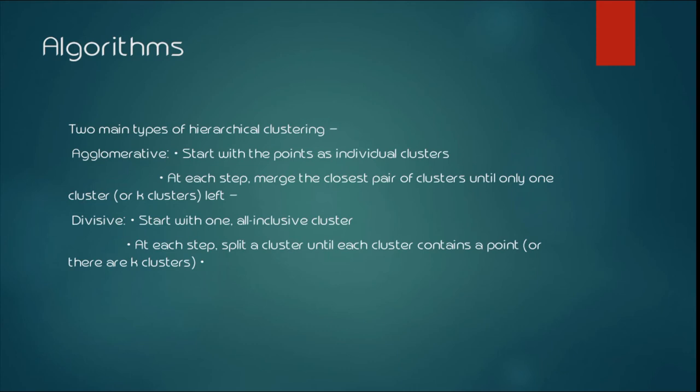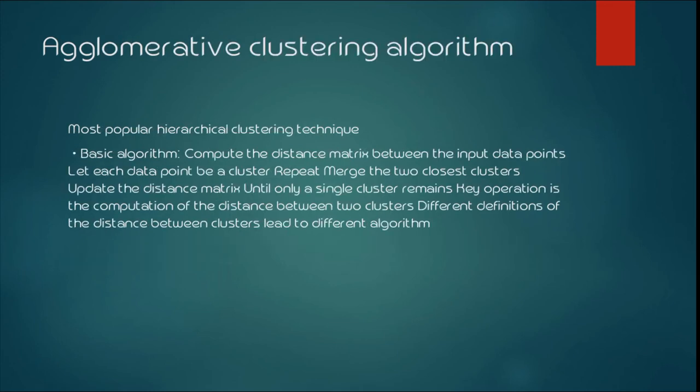Algorithms: there are two main types of hierarchical clustering. Agglomerative: start with the points as individual clusters. At each step, merge the closest pair of clusters until only one cluster is left. Divisive: start with one all-inclusive cluster. At each step, split a cluster until each cluster contains a single point. Agglomerative clustering is one of the most popular hierarchical clustering techniques.